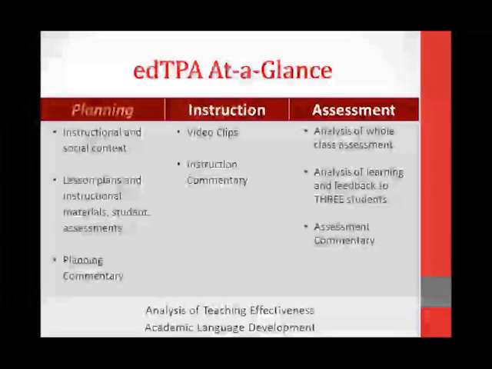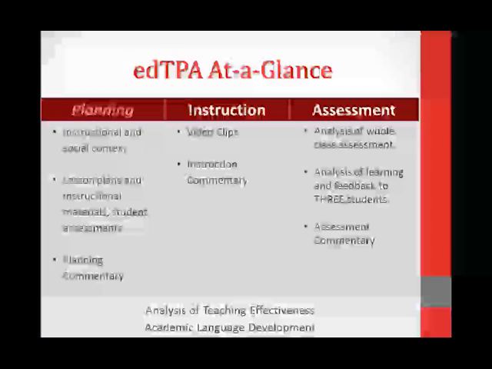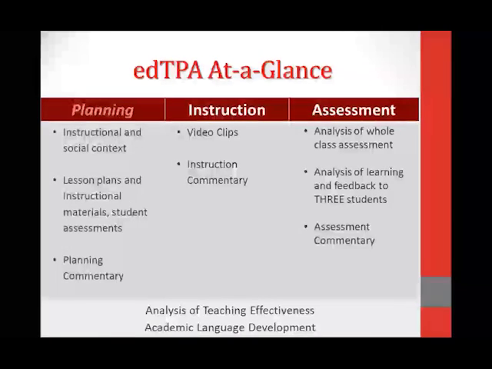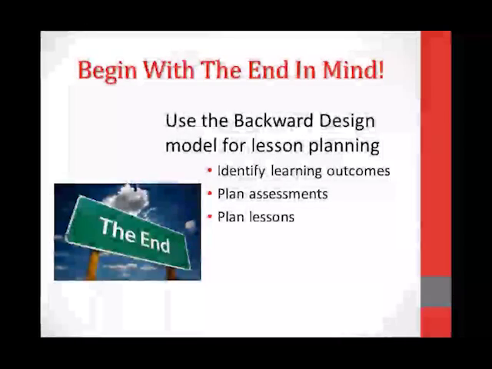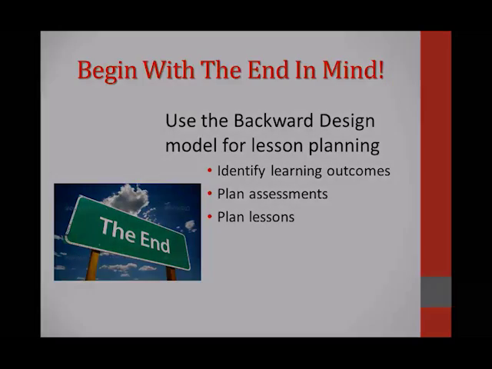Let's highlight the required components in Task 1 of the edTPA, which, by the way, are all reflective of effective lesson planning. In Task 1 of the edTPA, you will provide the reader with your instructional context, all of your lesson plans, your instructional materials, and your planned assessments. You will also provide a written commentary. Effective planning always starts with the end in mind. First, identify what you want your students to learn by the end of your learning segment. Then, work on how you will go about planning your lessons to support your central focus.